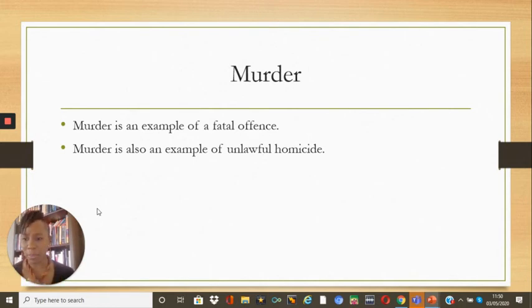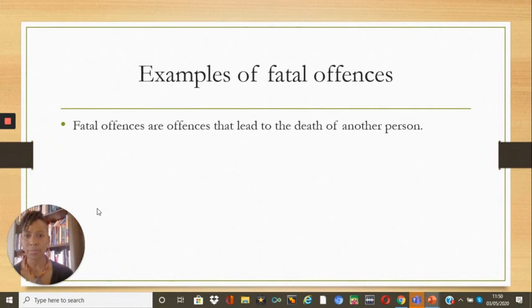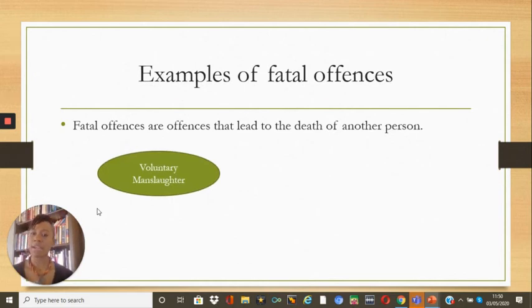Because it's not legal, right? And we'll find out in the lesson that sometimes it's legal to kill another person, but murder isn't one of those examples. Murder is an unlawful homicide. It is illegal.